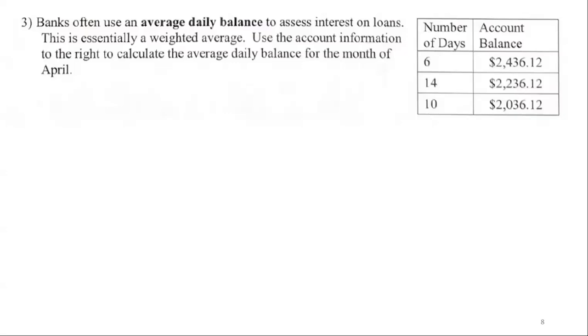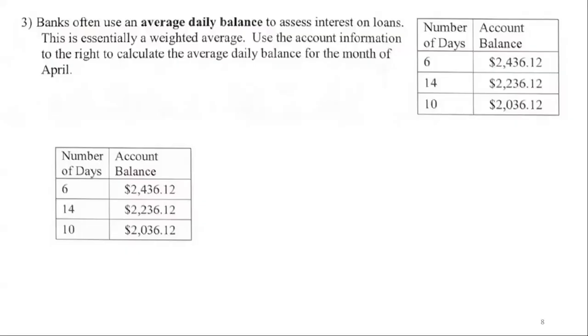Okay, it says here banks often use an average daily balance to assess interest on loans. This is essentially a weighted average. Use the account information to the right to calculate the average daily balance for the month of April. So again, the first thing we need to do here is multiply the number of days and the account balance.